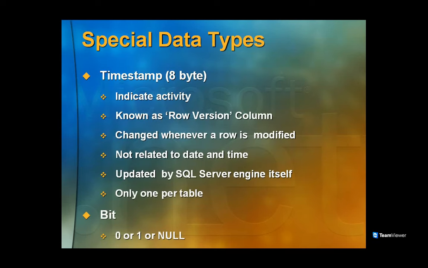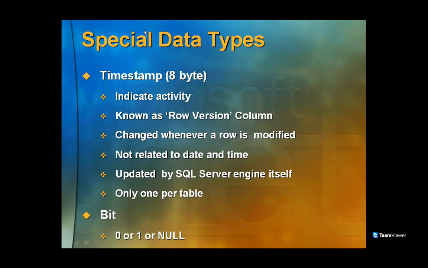Then we have special data types. We have the timestamp data type. It indicates activity, known as a row version column, changed whenever a row is modified. It is not related to date and time, and is updated by the SQL Server engine itself. Only one per table. So what is the timestamp column?